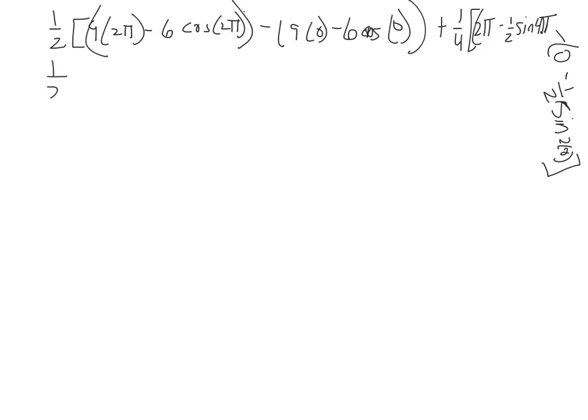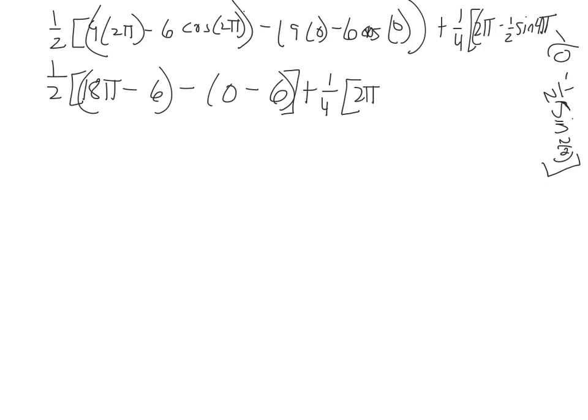So now we've got 1/2 times 18 pi minus 6 times the cosine of 2 pi. The cosine of 2 pi, that's the same as cosine of 0, would be 1. So that's just minus 6. Minus 9 times 0 is 0. Minus 6 times the cosine of 0. The cosine of 0 is 1. So that's minus 6. Plus 1/4 times 2 pi minus, we have sine of 4 pi here. The sine of 4 pi is the same as sine of 0, which is 0.